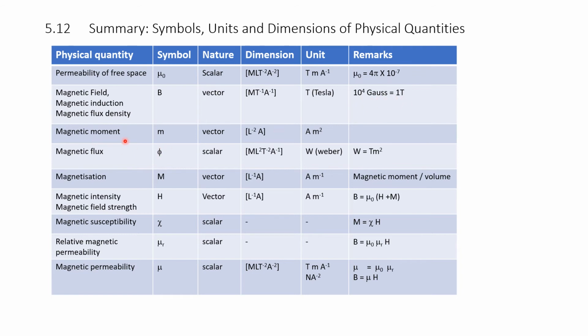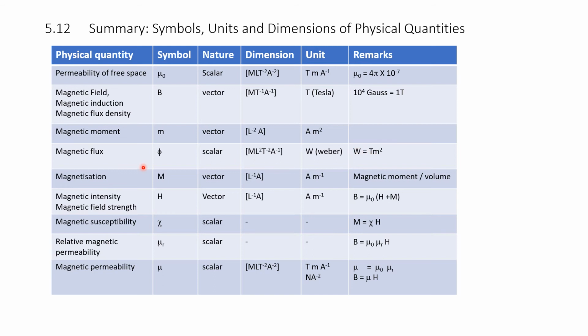Magnetic moment is represented by a symbol small m, vector. It is a vector, with dimensions L squared A. Therefore, its unit is ampere meter square. Magnetic flux, phi. Magnetic flux is phi and it is a scalar. Its dimensions are M L squared T to the power of minus 2 A to the power of minus 1, and its unit is Weber. 1 Weber is equal to T m squared.